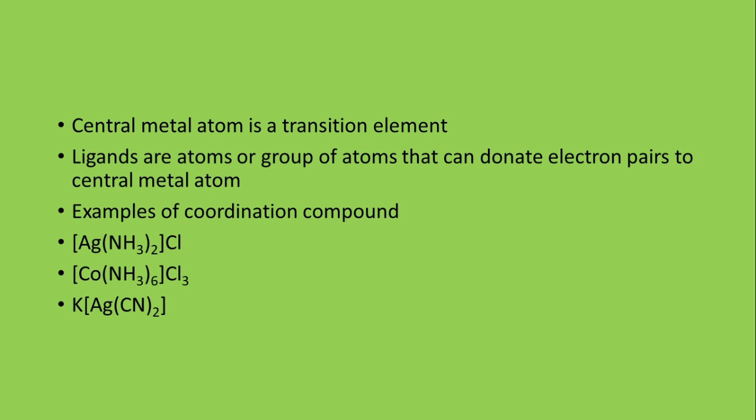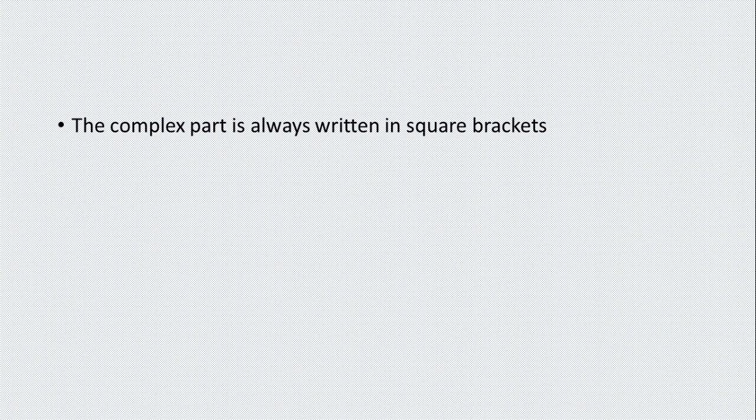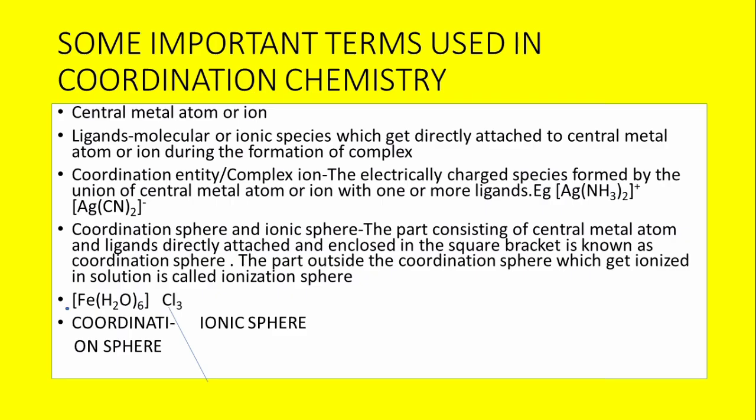potassium dicyanoargentate. Now, in the recent books, you can see cyanido in place of cyano. The most important part is that the complex part is always written in the square bracket. Some of the important terms used in coordination chemistry are central metal atom or ion, the ligands.